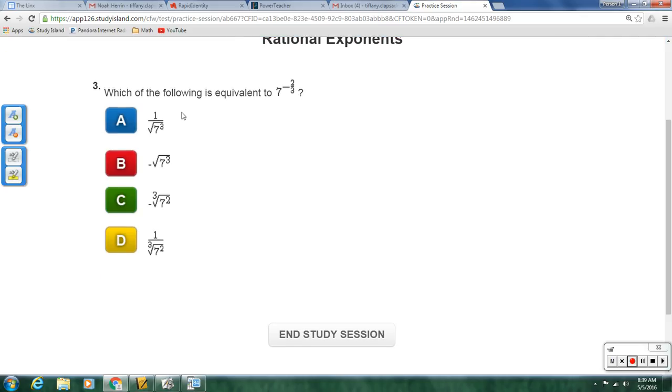Alright, this one's just asking, so this is one that you will see on your math two test. This is one that's very typical. Which of the following is equivalent to 7 to the negative 2/3?